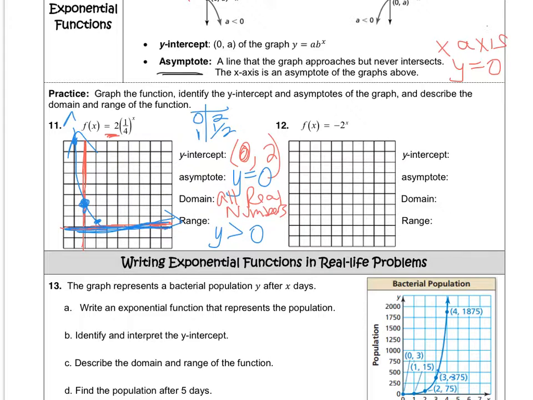Now I want you to do number 12 on your own, identifying all the parts, and then check back for the explanation.